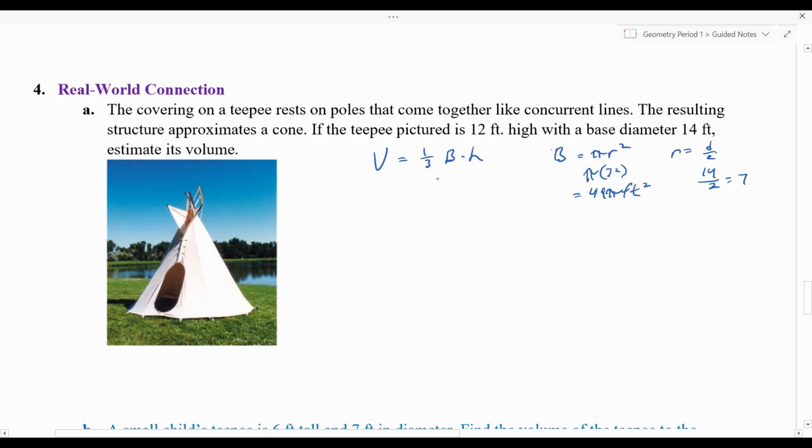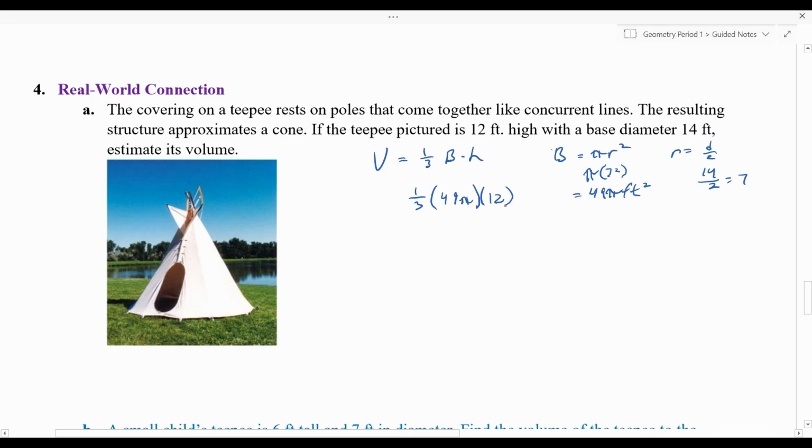I take the area of the base and plug it into the formula because I have the height, right? They gave me the height. The height happens to be 12 feet, so it's going to be 1/3 times 49 pi times the 12.